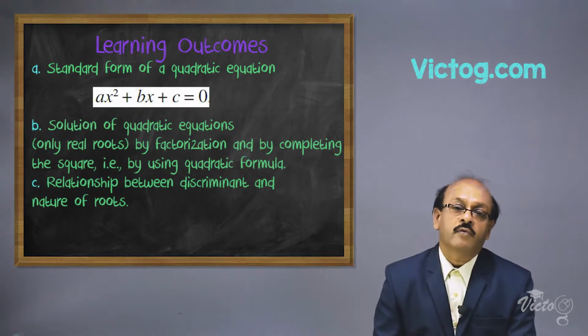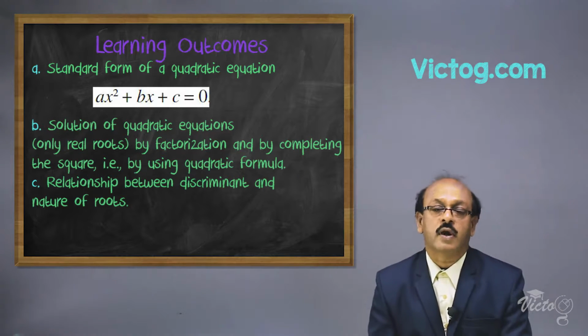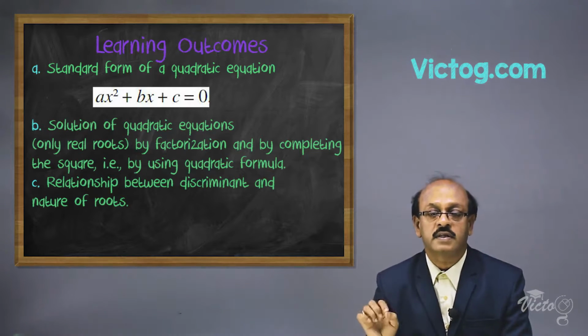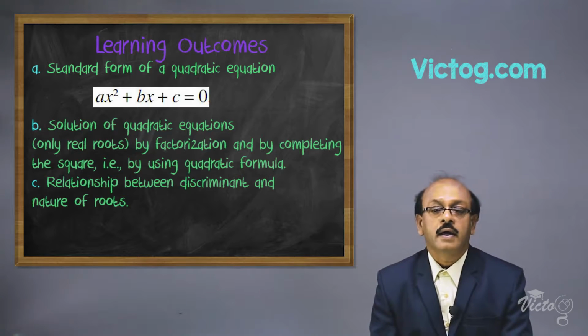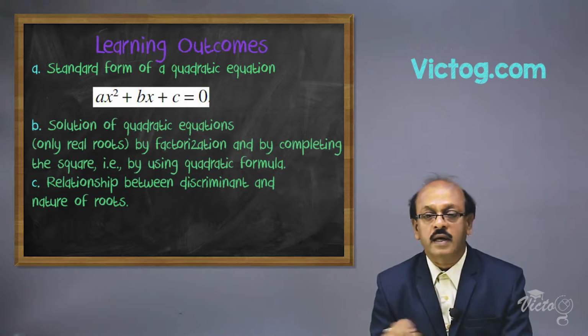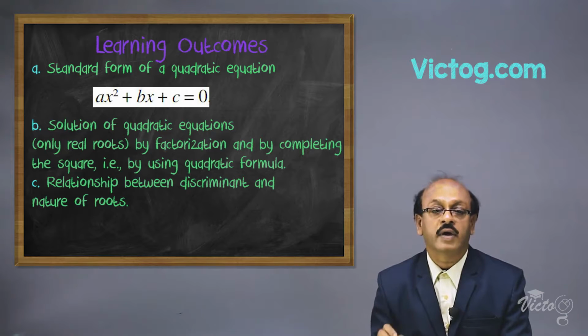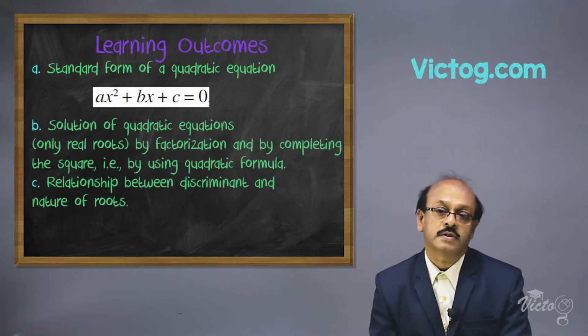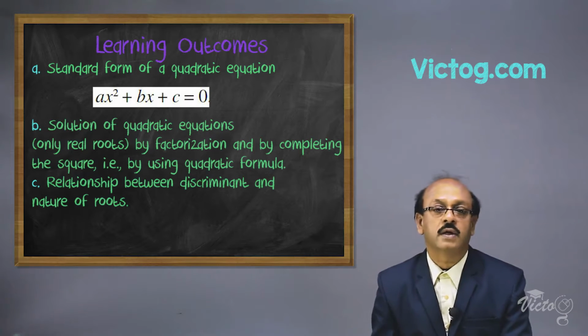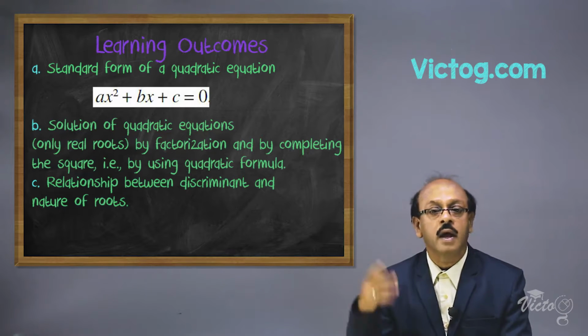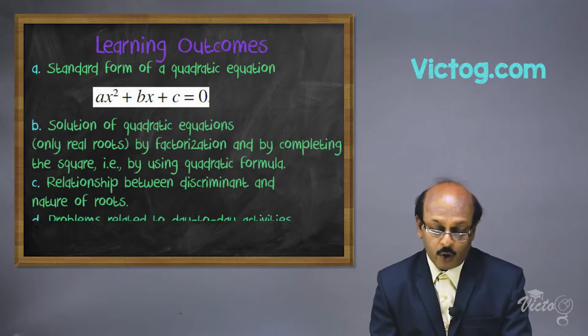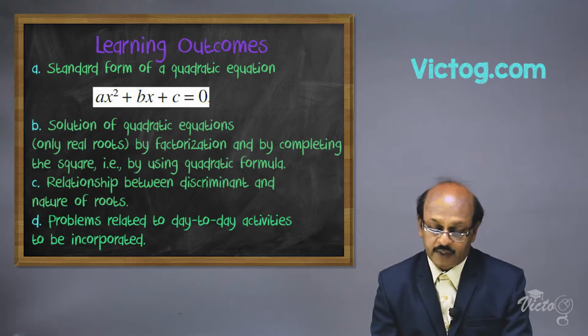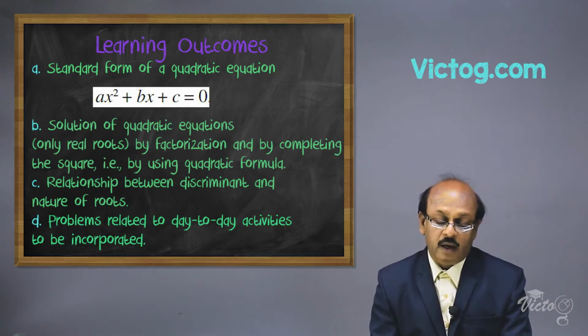And if the value of the discriminant is a positive number, there will be two distinct real roots. And if the value of the discriminant is a negative number, the equation does not have real roots. It has imaginary roots, and you will study about those roots in higher classes. Then problems related to day-to-day activities are important. These are the main learning outcomes from this chapter.